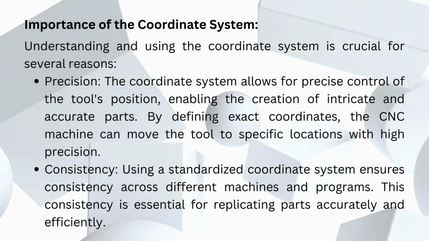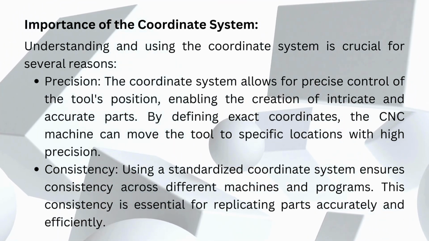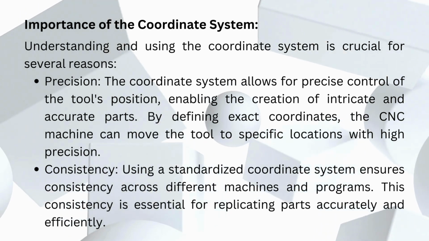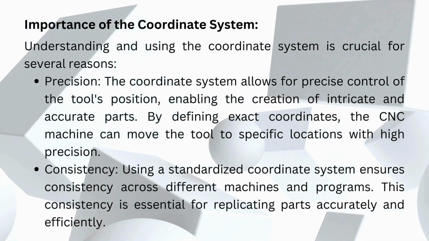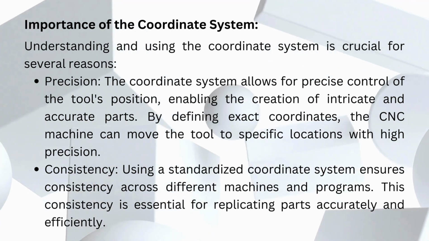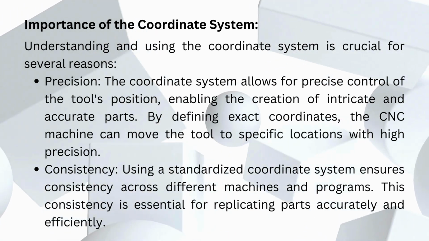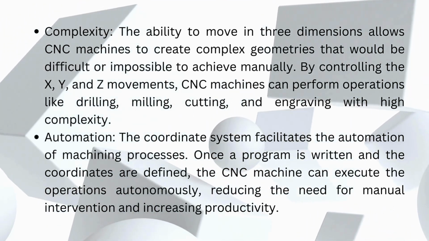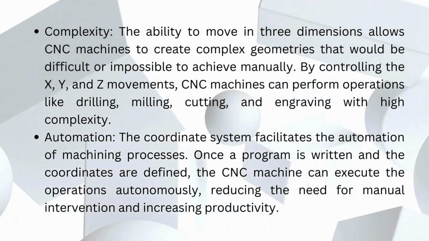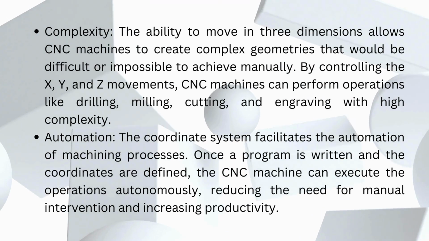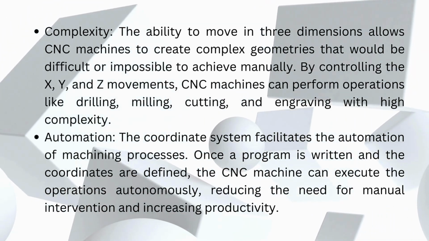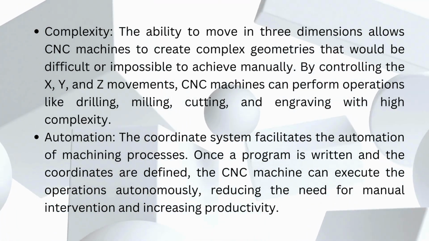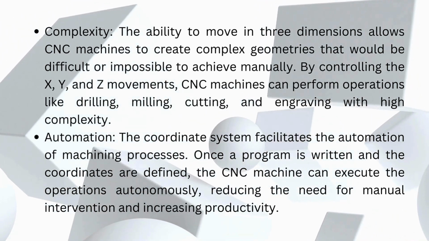By defining exact coordinates, the CNC machine can move the tool to specific locations with high precision. Consistency. Using a standardized coordinate system ensures consistency across different machines and programs. This consistency is essential for replicating parts accurately and efficiently. Complexity. The ability to move in 3 dimensions allows CNC machines to create complex geometries that would be difficult or impossible to achieve manually. By controlling the X, Y, and Z movements, CNC machines can perform operations like drilling, milling, cutting, and engraving with high complexity.